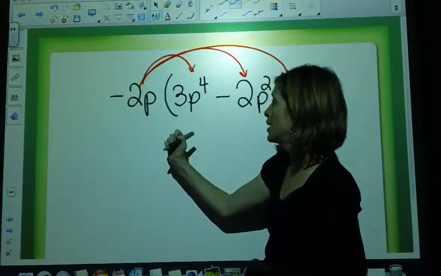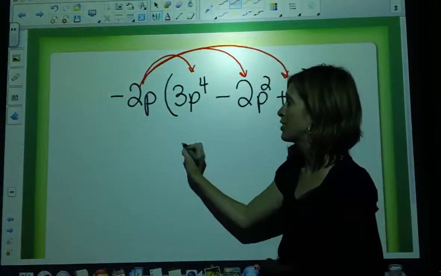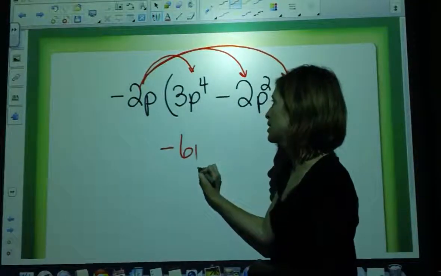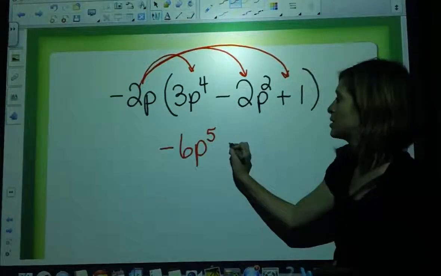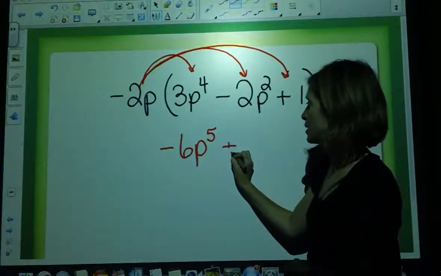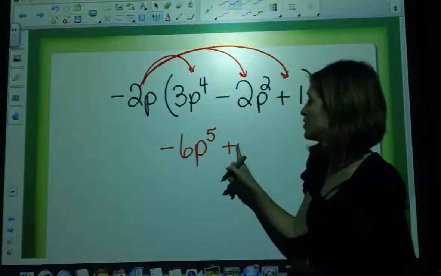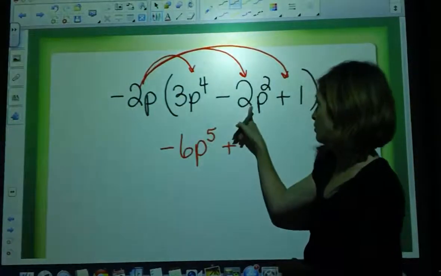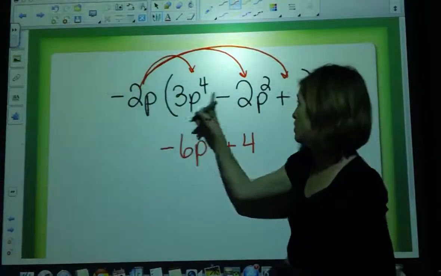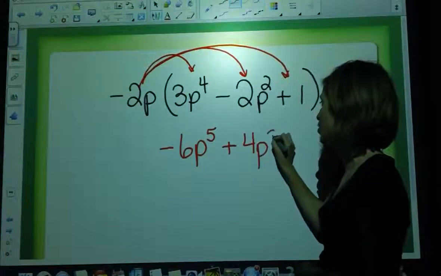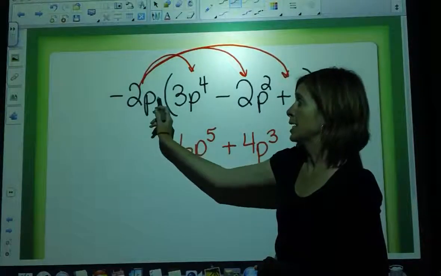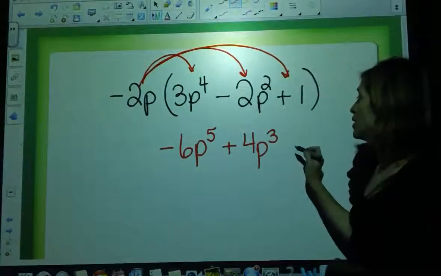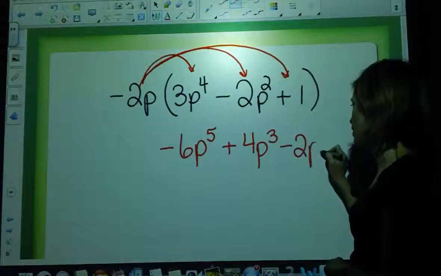So negative 2p times 3p to the fourth will give me negative 6p to the fifth. Power times a power, add the exponents. All right, plus, because I'm going to do negative times negative, it's going to give me a positive 2 times 2 gives me 4, and then p times p squared is going to give me p to the 3. Okay, moving on. Still have one more term to hit. Negative 2p times 1 is going to give me negative 2p.